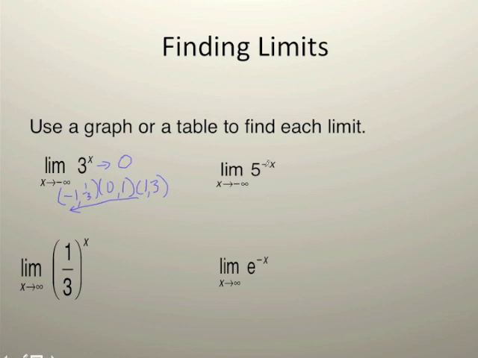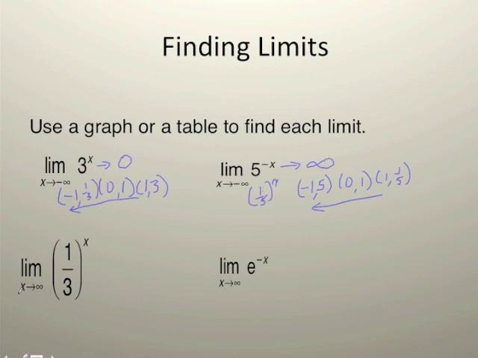Now this one, remember, the negative x makes this 1/5 to the x. So I'll have negative 1, and the reciprocal will be 5. I'll have still 0, 1, and 1, 1/5. We're going to negative infinity, so x values are getting smaller. And look what's happening: 1, 5 is getting bigger. So as that happens, the y value goes to infinity.